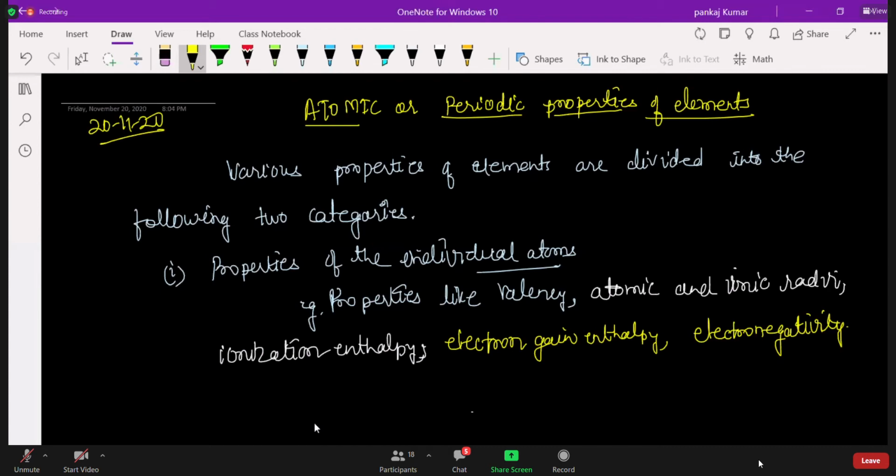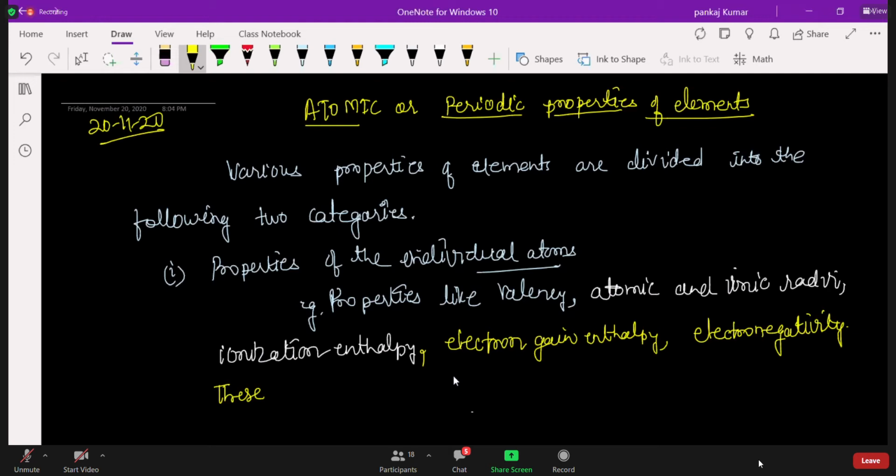Sir, I didn't understand enthalpy itself. I didn't understand it in thermo. Enthalpy means heat. You are talking about heat at constant pressure, like latent heat of fusion, latent heat of vaporization. This is heat at constant pressure. So instead of heat, we can use the term enthalpy.